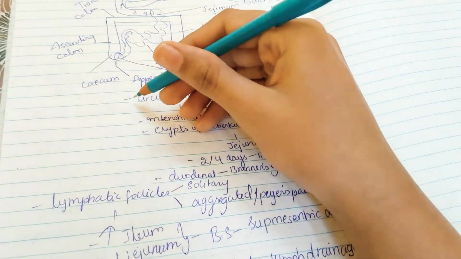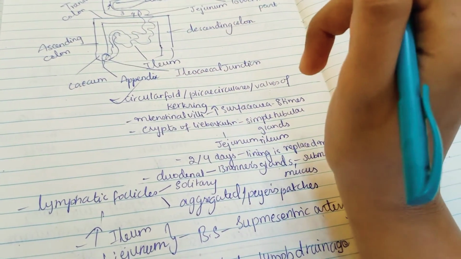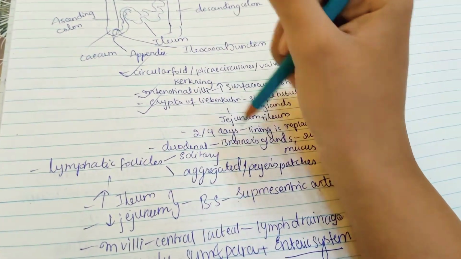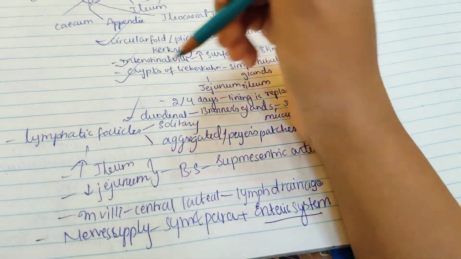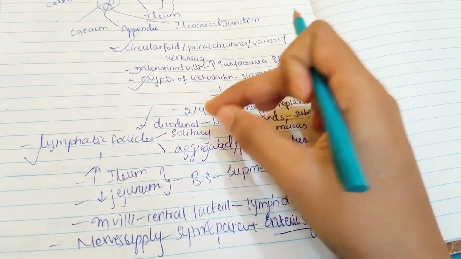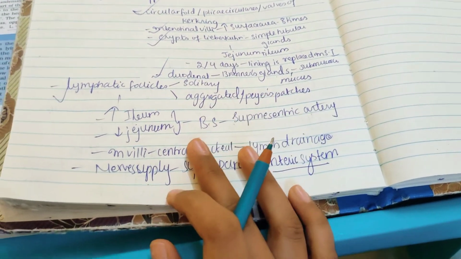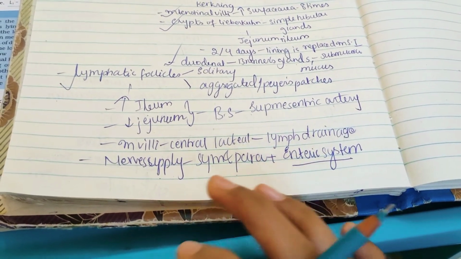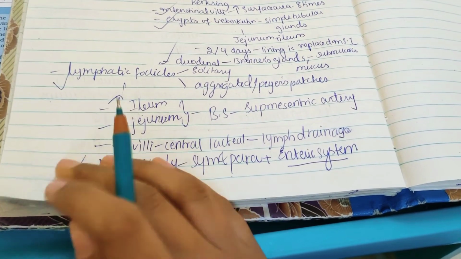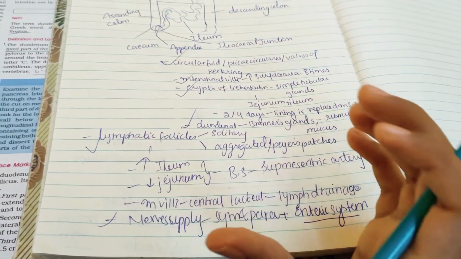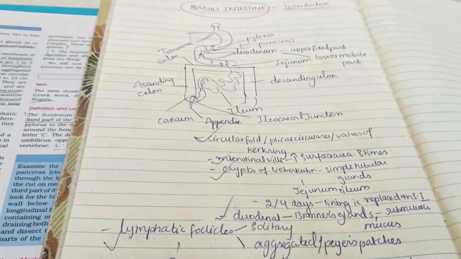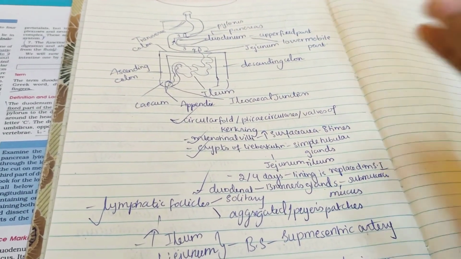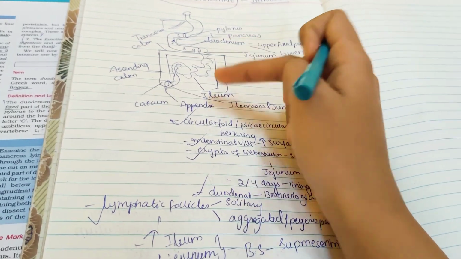We discussed the circular folds, the intestinal villi, the crypts of Lieberkühn, the glands present in the duodenum, and the lymphatic follicles, solitary and aggregated, including Peyer's patches. We discussed the central lacteal and lymph drainage, the blood supply, and also the nerve supply. So we have completed all the basic introduction for the small intestine. In the next video we'll focus especially on the duodenum, and in another video we'll discuss the jejunum and ileum together.